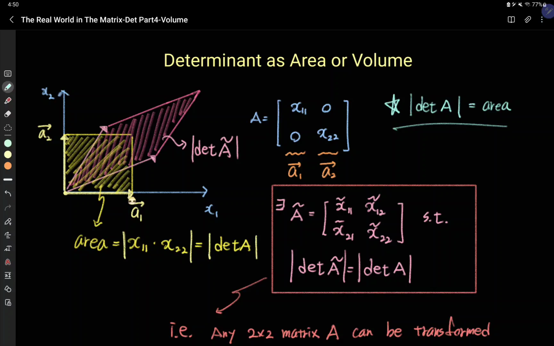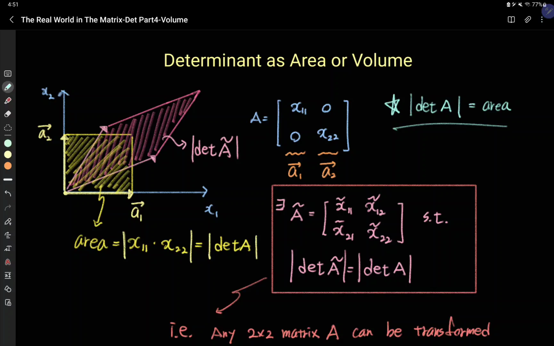Okay, so now here this is a1 and this is a2, and then let's find the absolute value of determinant A. Then the absolute value of determinant A is going to be x11 times x22, right? Because in a 2 by 2 matrix, the formula of determinant is a times d minus b times c. So the absolute value of determinant A is nothing but the absolute value of x11 times x22. This is exactly the same as the area of that rectangle shaded by the yellow.